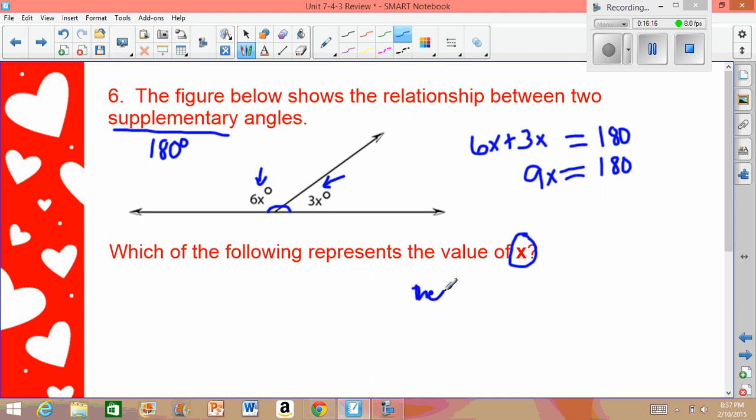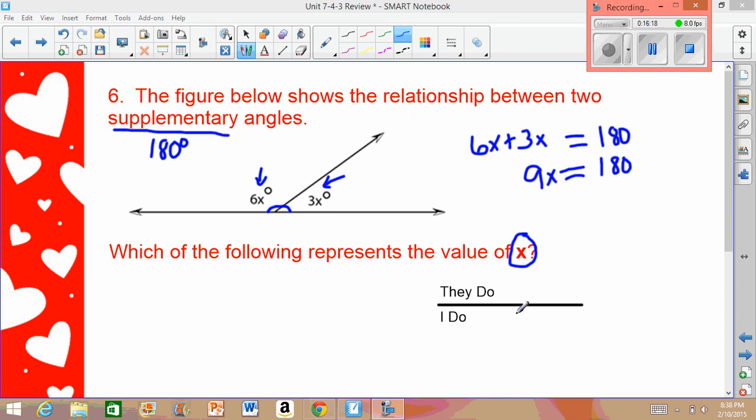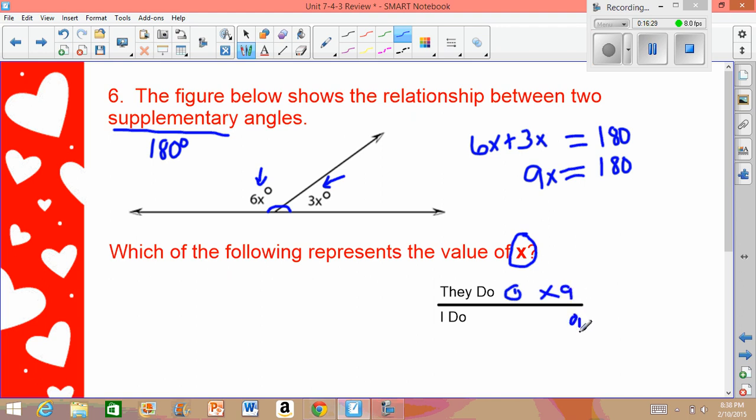So what are they doing to x? In this case, there's only one thing they do to x. So they multiply x by 9. And so remember, the I do, we have to do the opposite. So this one's a little bit easier because there's only one operation that we have to undo. And the opposite of multiplying by 9 is going to be to divide by 9.